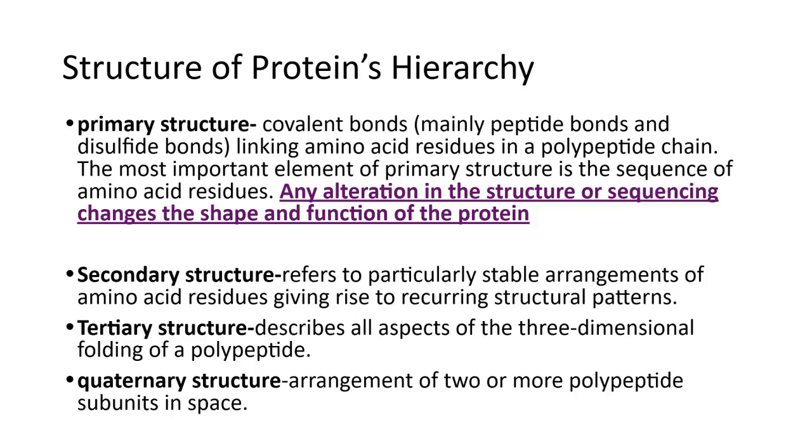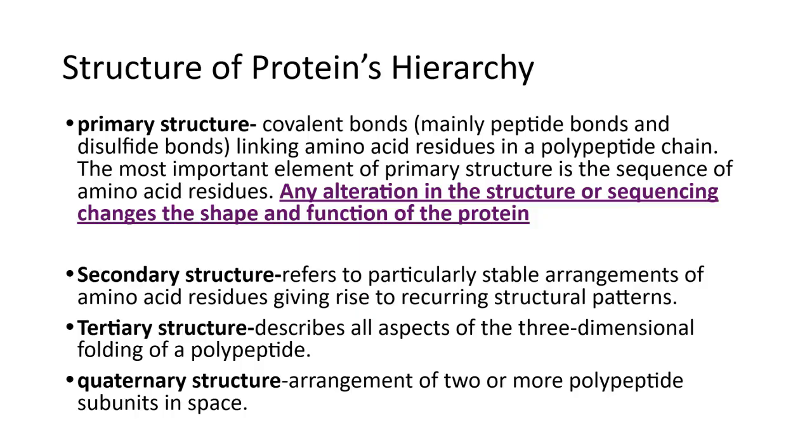And so the structure of the protein has different hierarchy. You have primary structure, secondary structure, tertiary structure, and finally quaternary structure, which is as far as we will get. As far as the primary structure, that's mainly built up of covalent bonds, mainly the peptide bonds that I discussed earlier, and also disulfide bonds. The important thing about a primary structure is its sequence, because any alteration in the structure or sequence changes the shape and function of the protein.